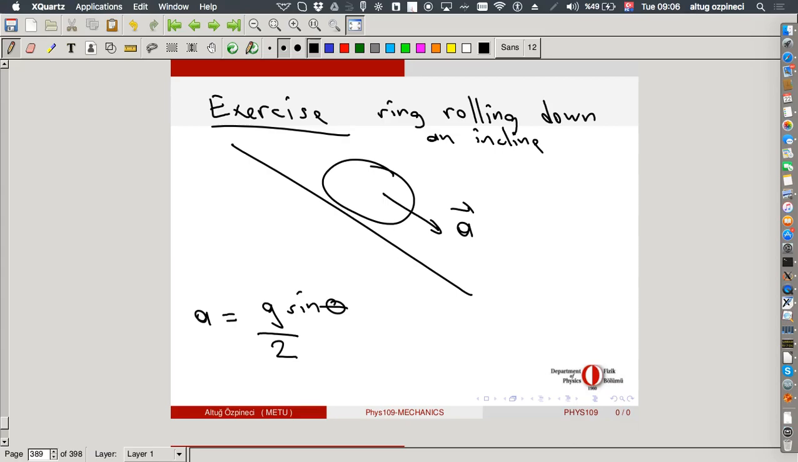Into the screen. Initially it has zero angular velocity. After some time it will gain an angular velocity into the screen. So the angular acceleration has to be into the screen. But if there's an angular acceleration, there has to be some torque in the same direction. And the only force that can create a torque about an axis going through the center of mass is the friction force. If the friction force is in the uphill direction, the torque it creates will be into the screen. So the friction force has to be uphill.